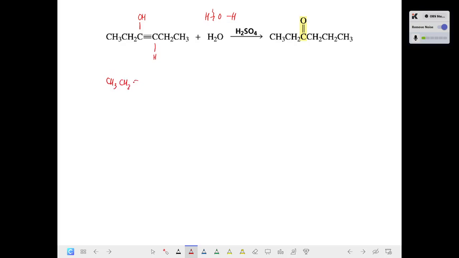CH3, CH2, C, OH, double bond, C, H, CH2, CH3. Itong part na to will become a double bond, O. So, C double bond O, CH3, CH2, and then ito magiging single bond, C, and then this part, CH, magiging CH2 na siya. Kasi nadagdag dito yung H na ilipat.